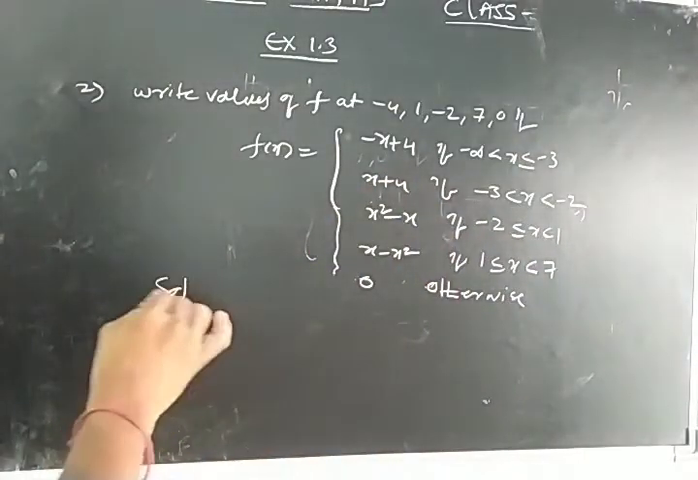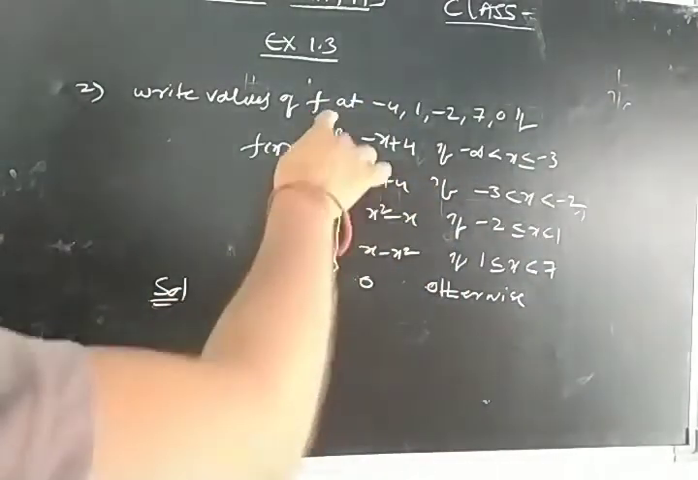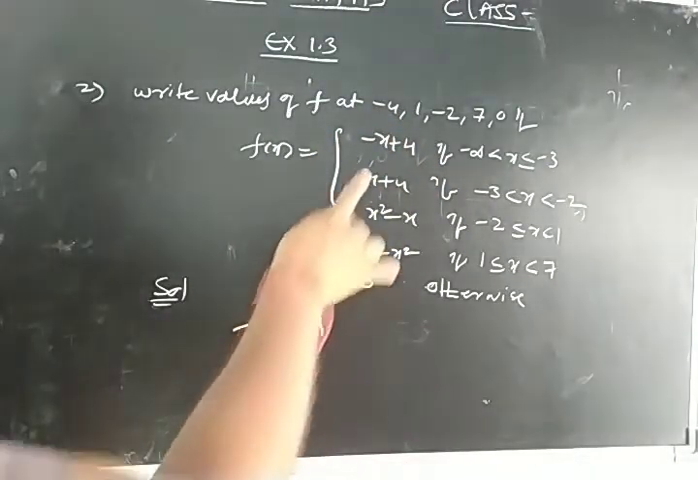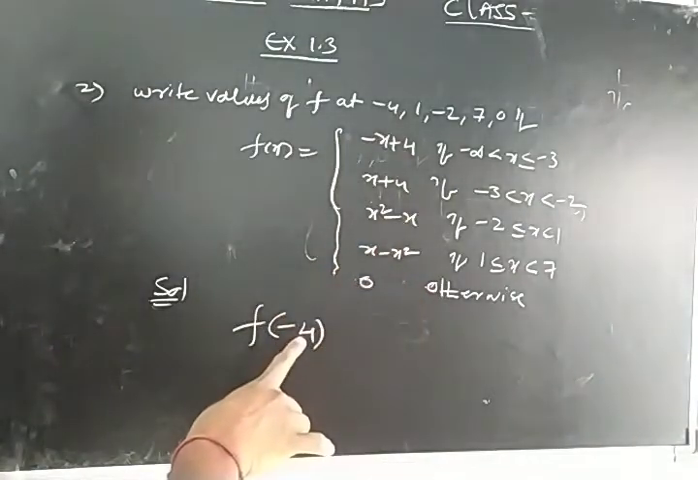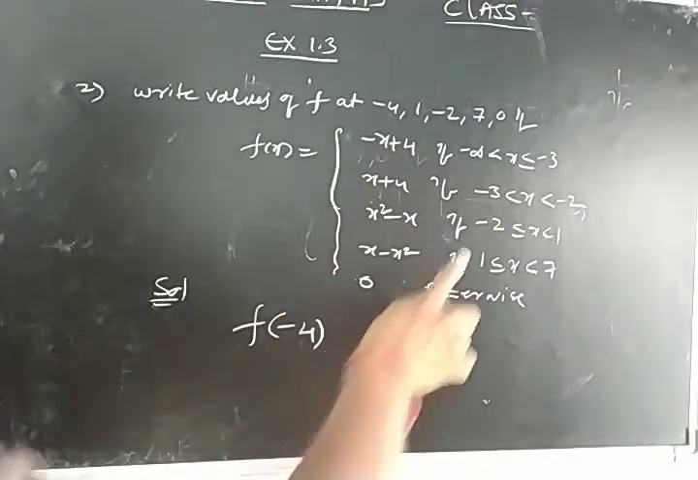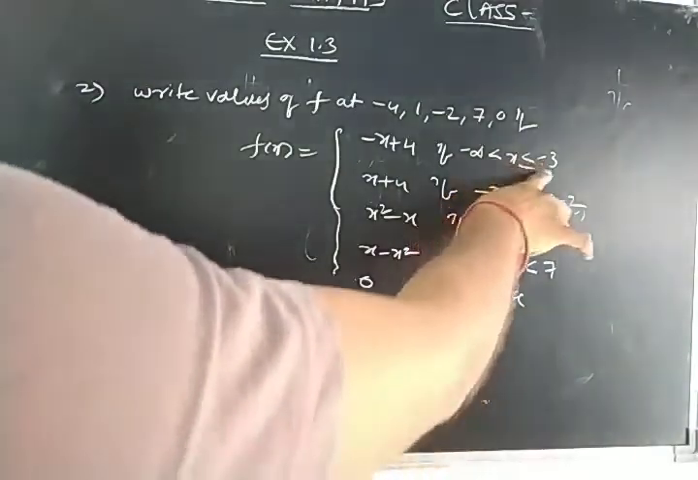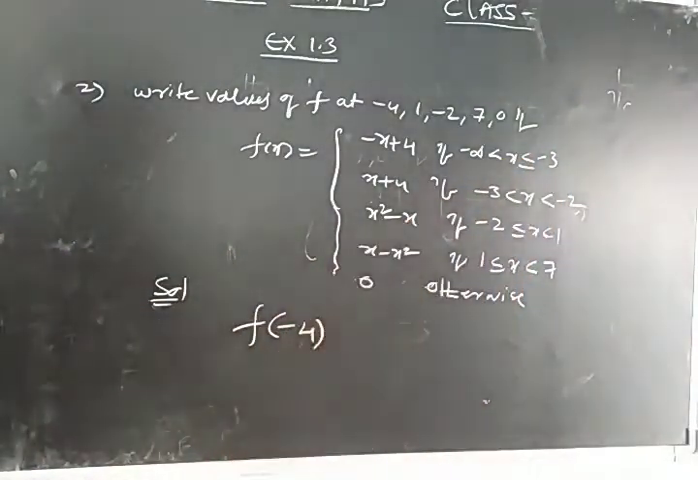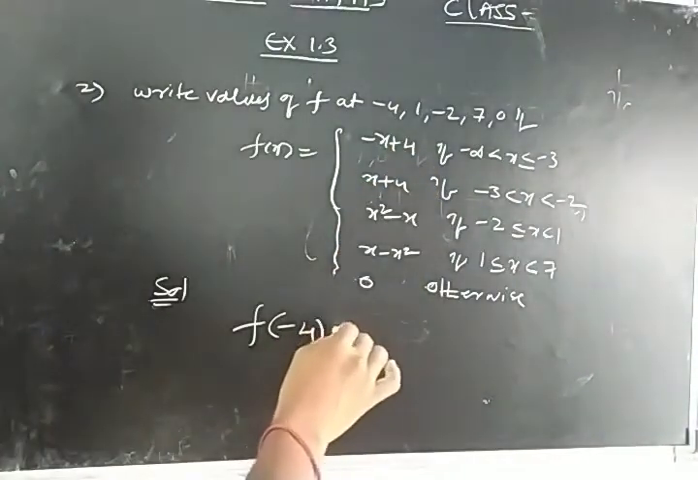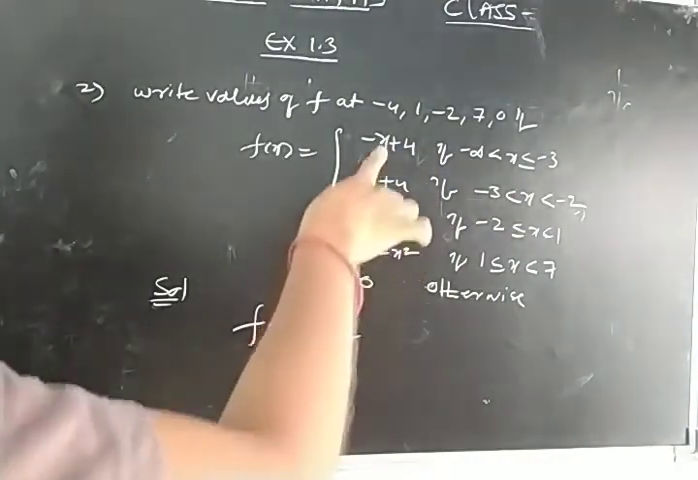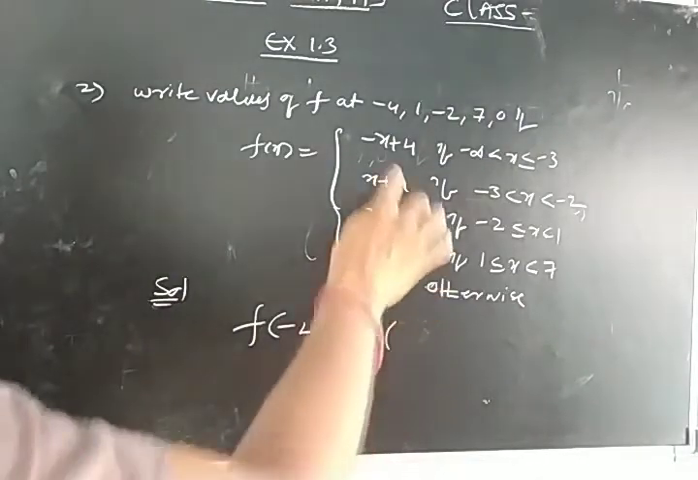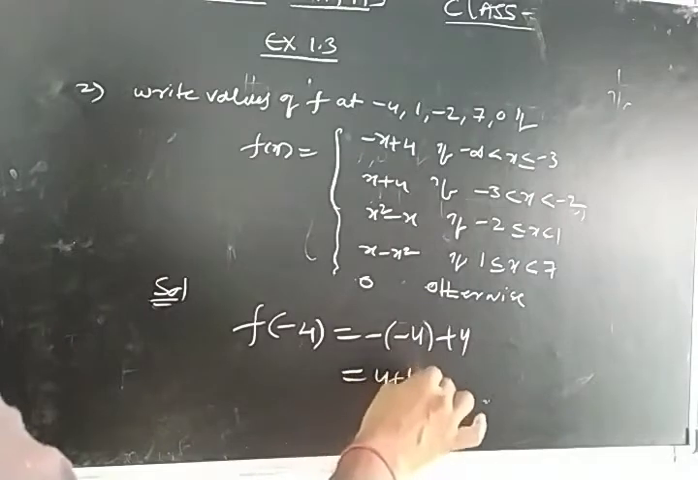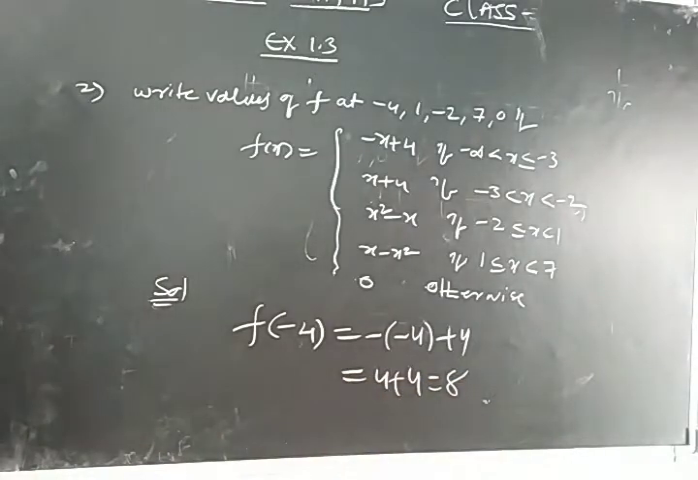Right? Solution. Here I am finding the function value at minus 4, f of minus 4. Before taking the definition, you have to observe where minus 4 lies. Does it lie in this interval? Yes, x value less than minus 3. Minus 4 is less than minus 3, so we can use this definition. In this definition, in place of x, you have to substitute minus 4. So, minus 4 plus 4, this will be 8.